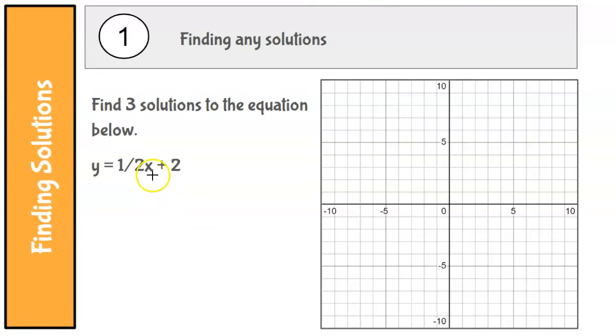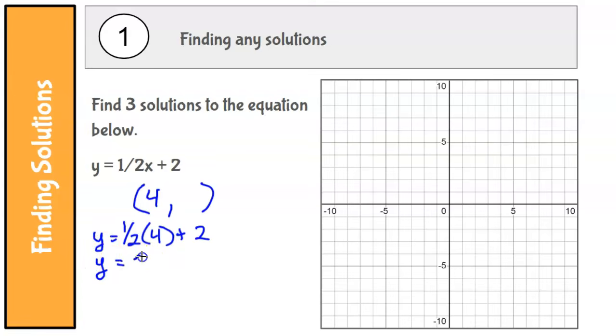So I'm going to choose x's that are easy to take a half of, and I'm going to do, let's say x is 4. Okay, what would y be that would be a solution to this equation? So 1/2 of 4 plus 2. In this case, it has to be y. That's what it says. So 1/2 of 4 is 2, plus 2 is 4. So y is also 4. So if I put 4 in for y and 4 in for x, I'm going to get a true statement. I found one solution, 4, 4.